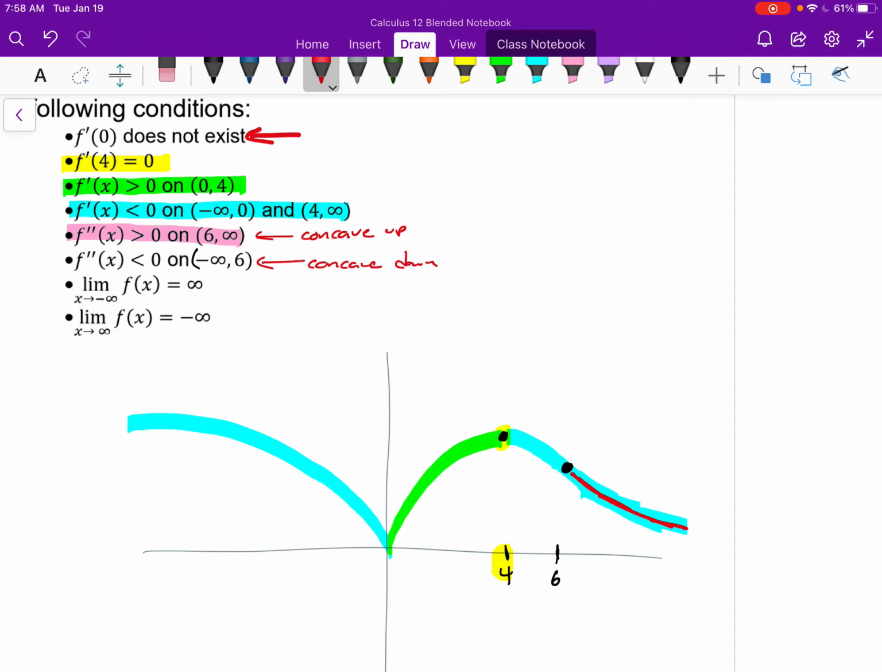Well, that's actually what I have here. If you notice what I've drawn, all of this is concave down. All of this is concave down. Everything there is concave down. So hey, that's nice. That's what I've already drawn.